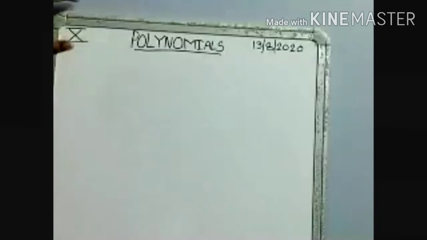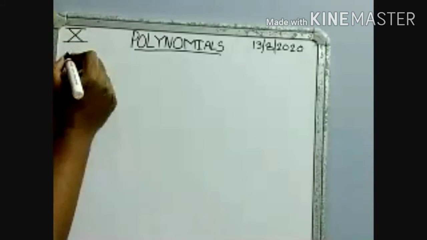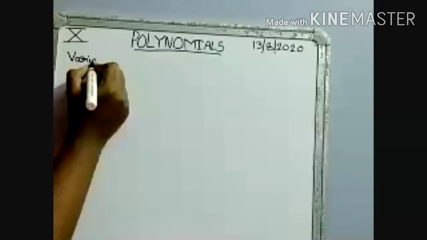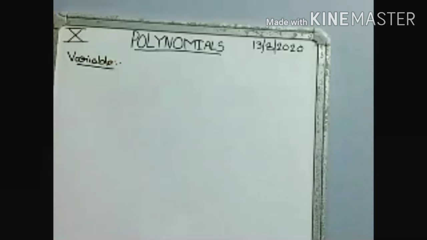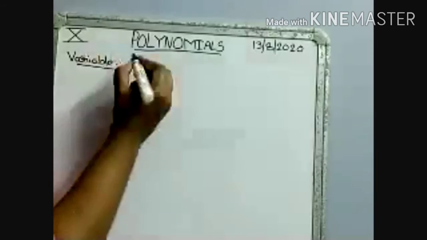So what is meant by polynomial? Before going to that, let us see some other definitions. In that, what type of definitions will come for you? See the first one, it is variable. What is meant by variable? Variable means it does not have a fixed value.